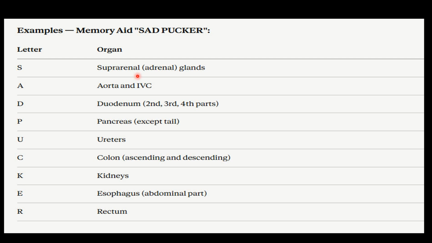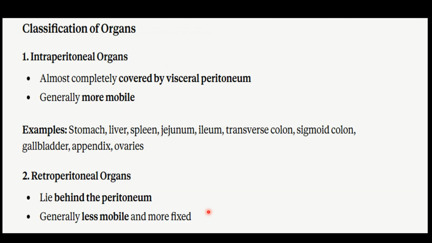The first is the suprarenal adrenal gland, aorta, IVC, duodenum (second, third and fourth part). Then we have the pancreas, except the tail, uterus, colon (ascending and descending), kidneys, esophagus and rectum. So these are all the examples that you can learn that come under retroperitoneal organs.